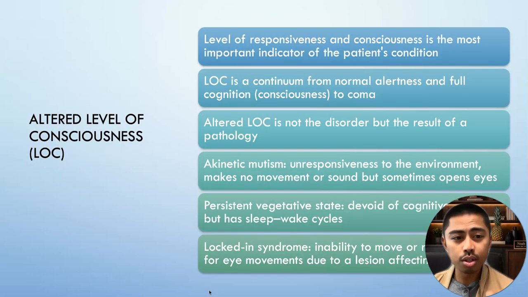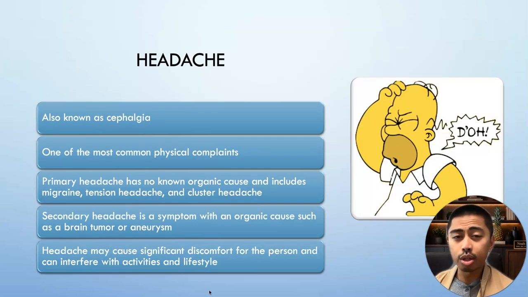Altered level of consciousness is going to be the most sensitive indicator for neurological status. Remember the continuum: it goes from alert to lethargic to obtunded to stuporous, then to coma. Now for headache, otherwise known as cephalgia, we know that this is one of the most common complaints, but we've got to figure out what's causing it first so that we can appropriately treat our patients.